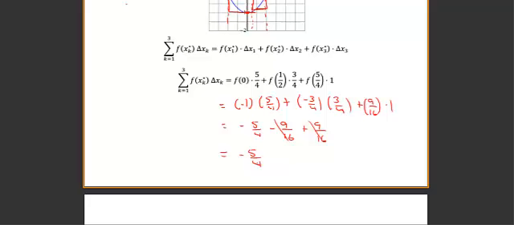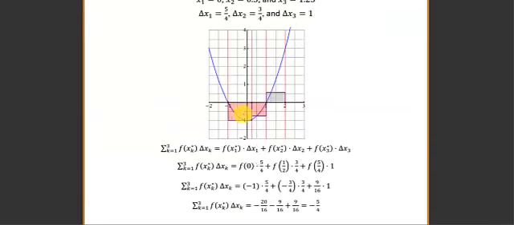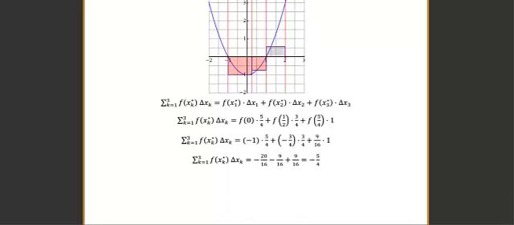So that would be the total, quote, area. It's not really the area, because the area is not negative. And here's the picture. These two rectangles are below the x-axis, so the Riemann sum treats them as negative. This one is above the x-axis, so the Riemann sum treats it as positive. So here's a second example of a Riemann sum.